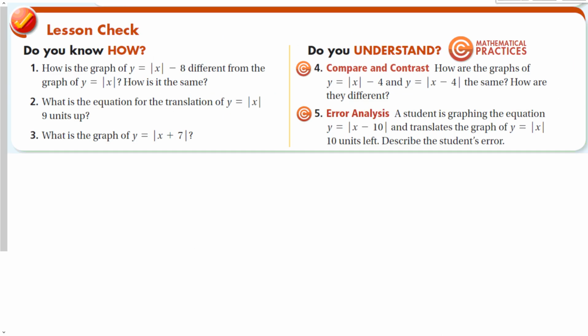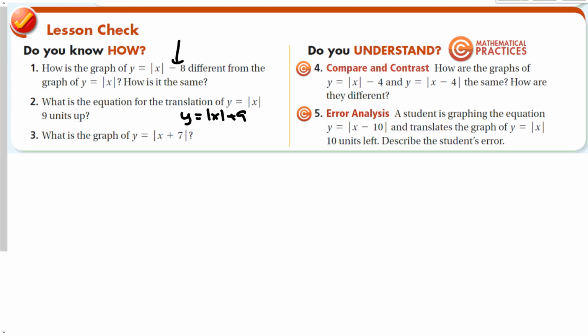So, how is the graph of y equals the absolute value of x minus 8 different from the graph of the absolute value of x? It is shifted 8 down. Same shape, shifted 8 down. What is the equation for the translation 9 units up? That would be y equals the absolute value of x plus 9.